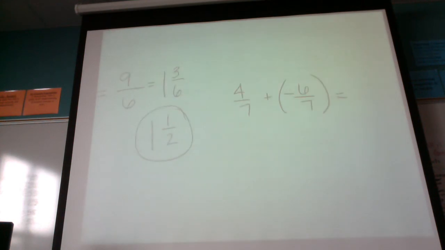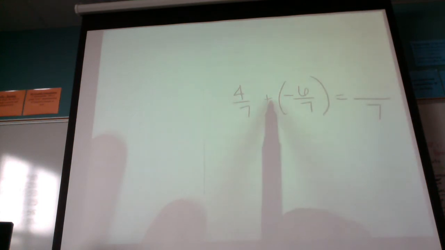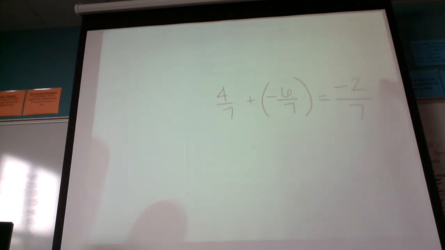Last one on that first page there. I have a common denominator of 7. On top, I'm doing 4 plus negative 6. 4 plus negative 6 is going to be negative 2. That is in lowest terms already, so I can stop there.